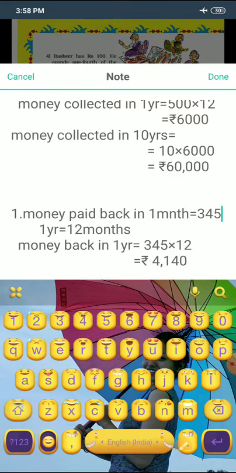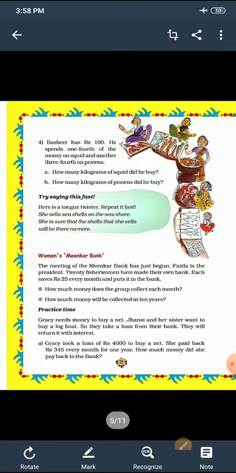And how much she has taken back? How much she has taken? 4,000 she has taken. And extra means interest also she has given.